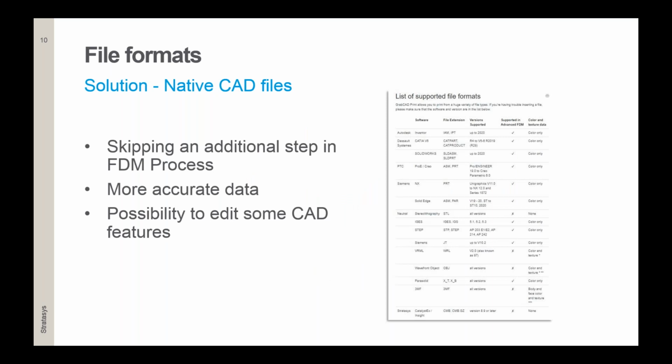With Stratasys print preparation software GrabCAD Print, you can directly import native CAD files from your CAD software and skip the tessellation process entirely. There are around 20 file types to choose from, depending on the CAD software you are using. So for every CAD design engineer, you can find something appropriate. Additionally, you will have more accurate data and the possibility to edit some of the model features, which we will cover in the last part of this webinar series. So make sure you tune in till the end.